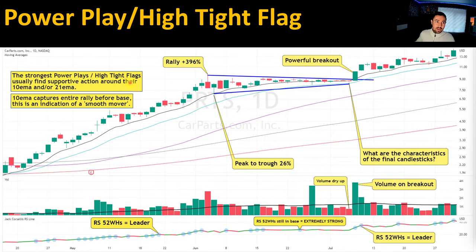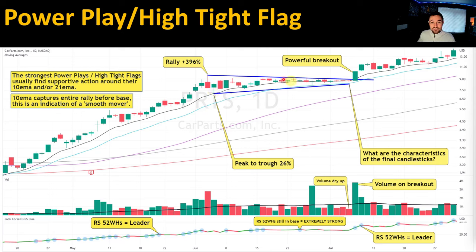This one here is a power play slash high tight flag type pattern. We can see that the stock, from the low of this bar here to here, has gone up 392%. And the peak to trough decline is 26%. And you might be saying, well, earlier on in the video, you said it's got to be between 20% and 25%. Apply a little bit of common sense here, okay? The stock has gone up 396%, and then from the top of this bar, which is a supply shoot, to the low of this bar, which is a demand tail, it has only gone down 26%. That is an extremely strong stock, and it holds its 10 EMA.